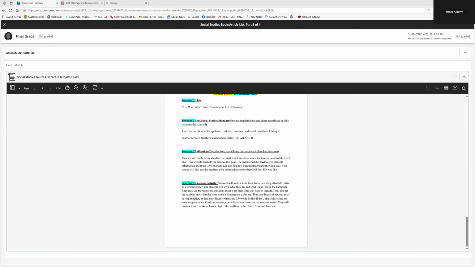They'll also learn how to write the letter. I will explain that a letter has a heading and a closing, like "Dear whoever," right? And a closing like "Sincerely" and then their name, or "Love" and then their name if they're writing it to a family member. So they can decide how they want to close it.